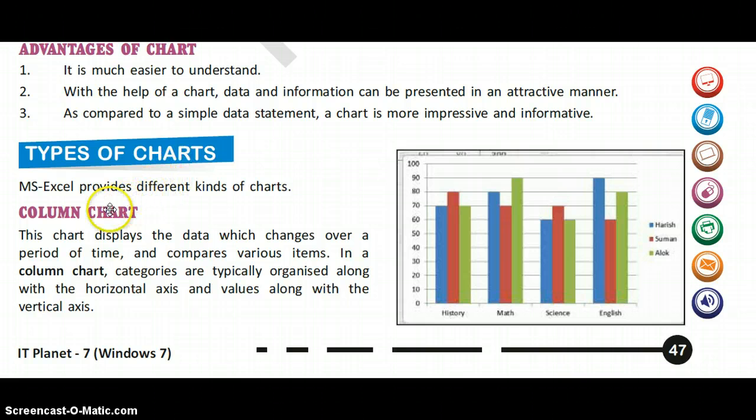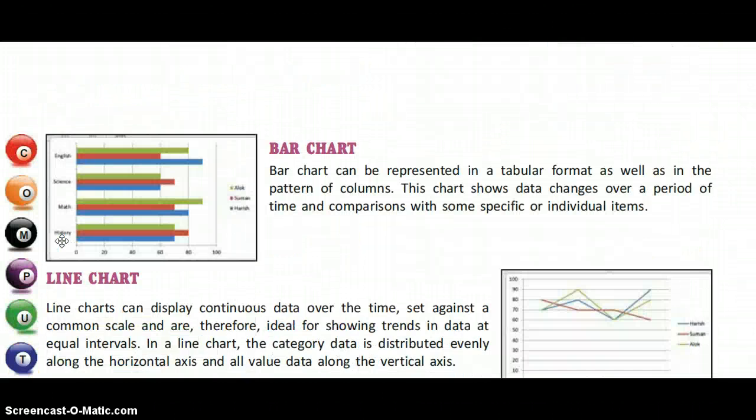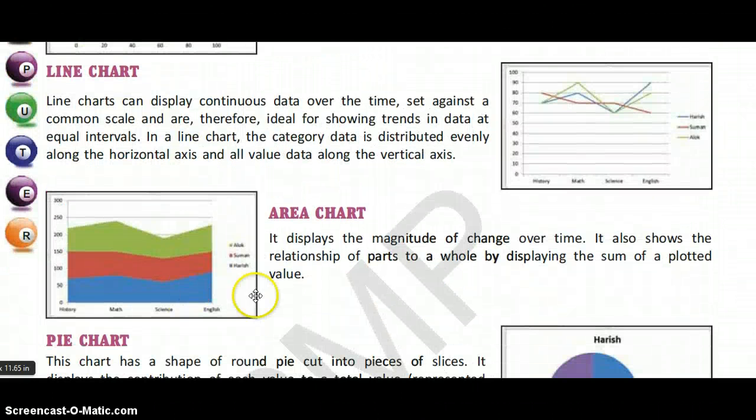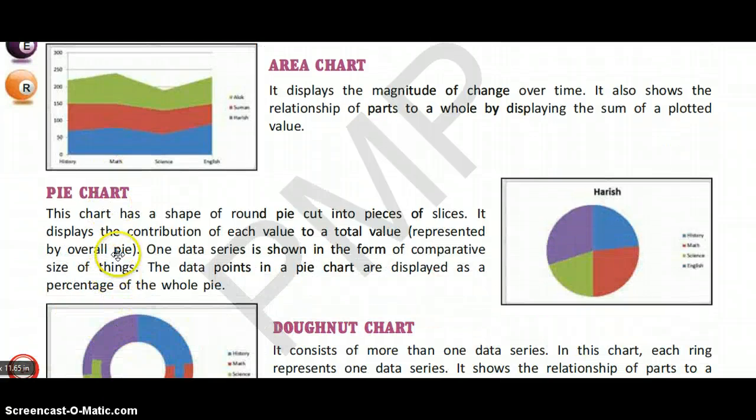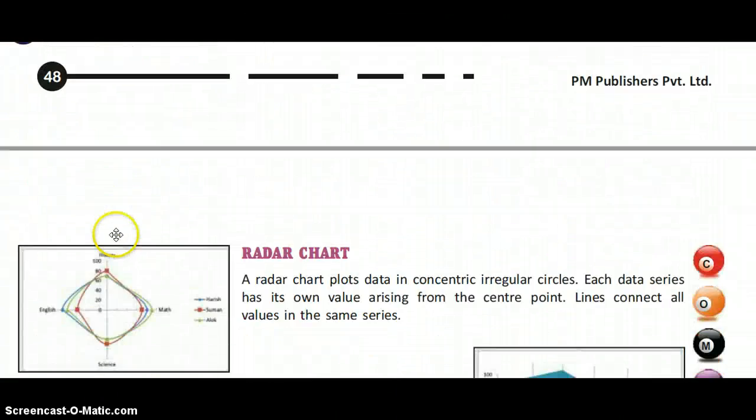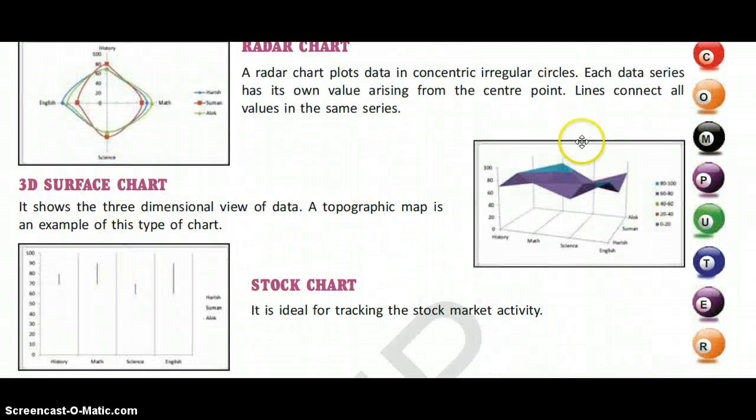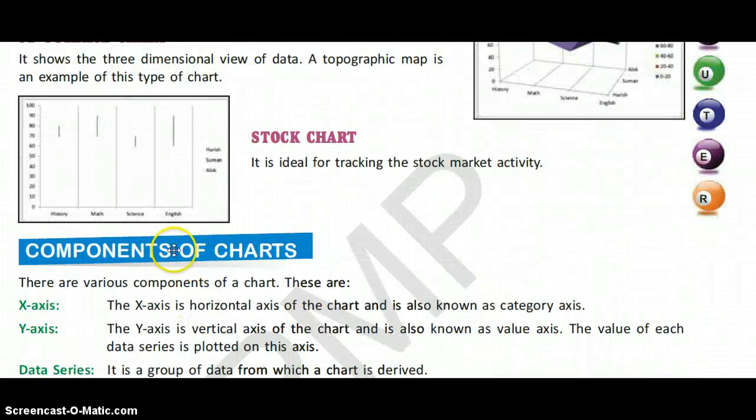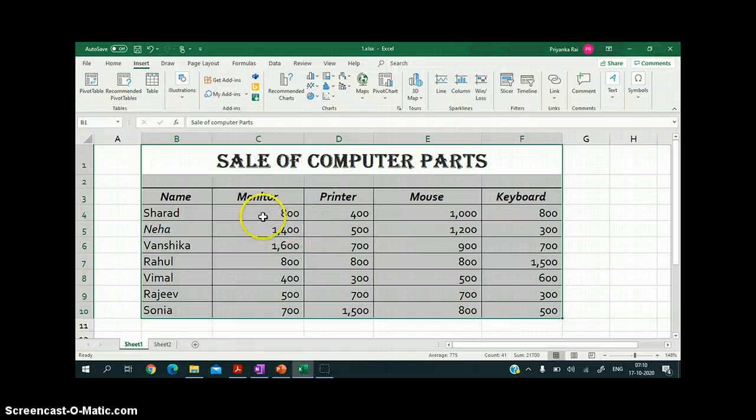So in case of MS Excel, we have different types of chart like column chart, bar chart, line chart, area chart, pie chart, donut chart, scatter chart, a radar chart, 3D surface chart, stock chart. So these different types of charts are there in MS Excel. Let us see the different types of charts in Excel.